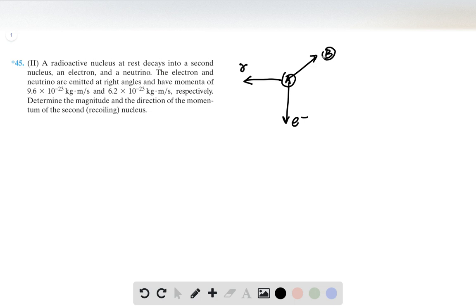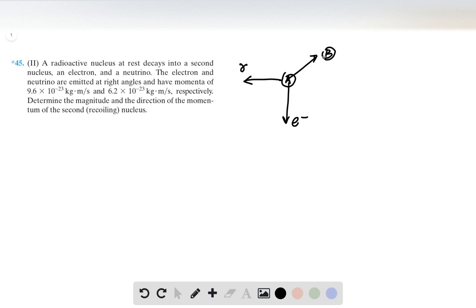This can be done with the conservation of momentum because this is an isolated system. That means that the vector addition of the initial momentum of 0 is equal to the final momentum, the vector addition of the momentum of these three different particles. In other words, the momentum of the neutrino, the electron, and B should add up to be 0.